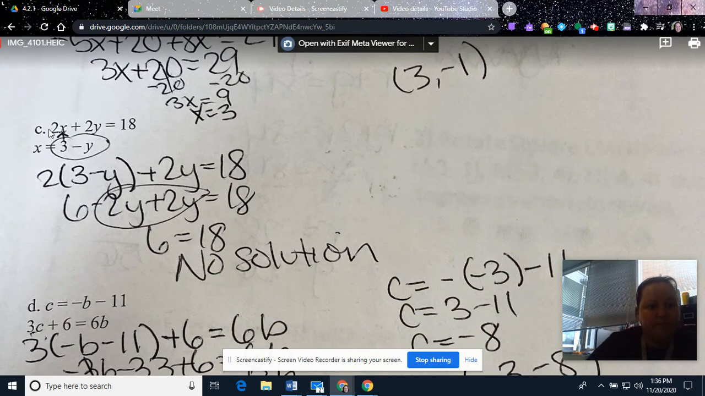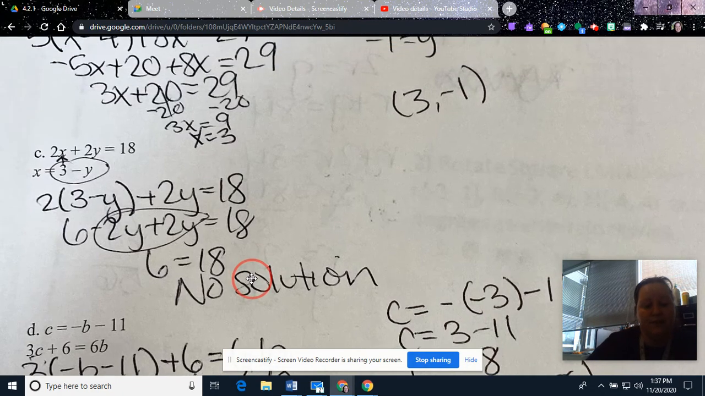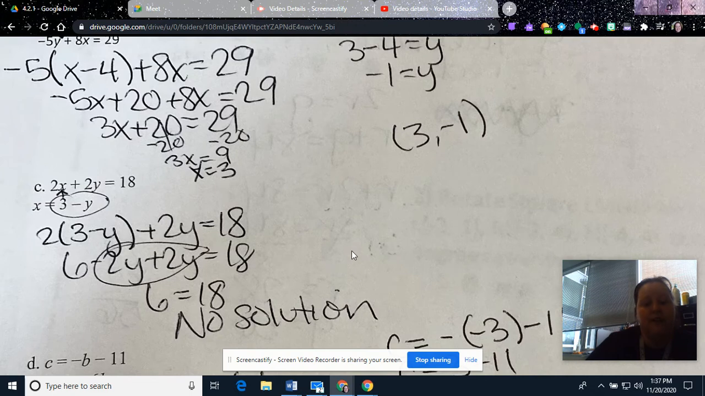On C, when we look at that, we know that x equals 3 minus y. So when I see x, I'm going to plug in 3 minus y. So distributive property makes it 6 minus 2y plus 2y equals 18. Well, negative 2y plus 2y, those are going to cancel each other out, and you get 6 equals 18. That is not a true statement, so therefore it's no solution.